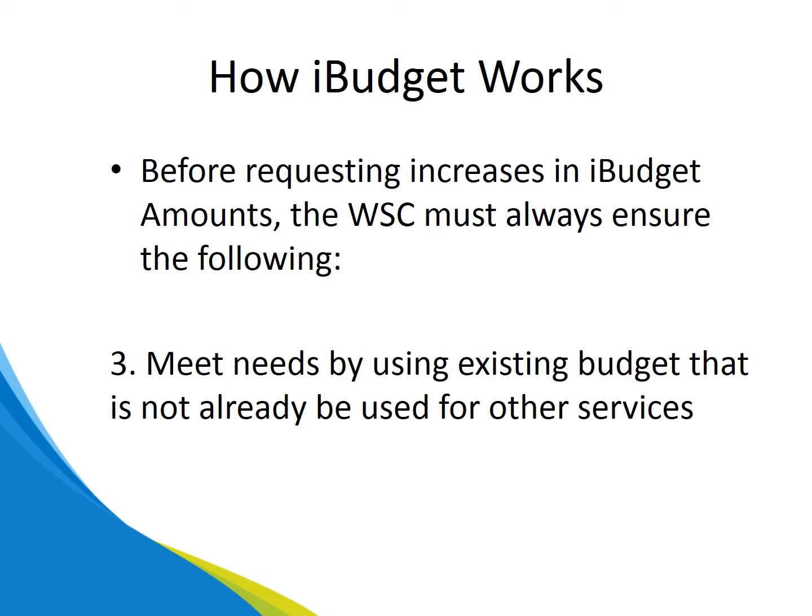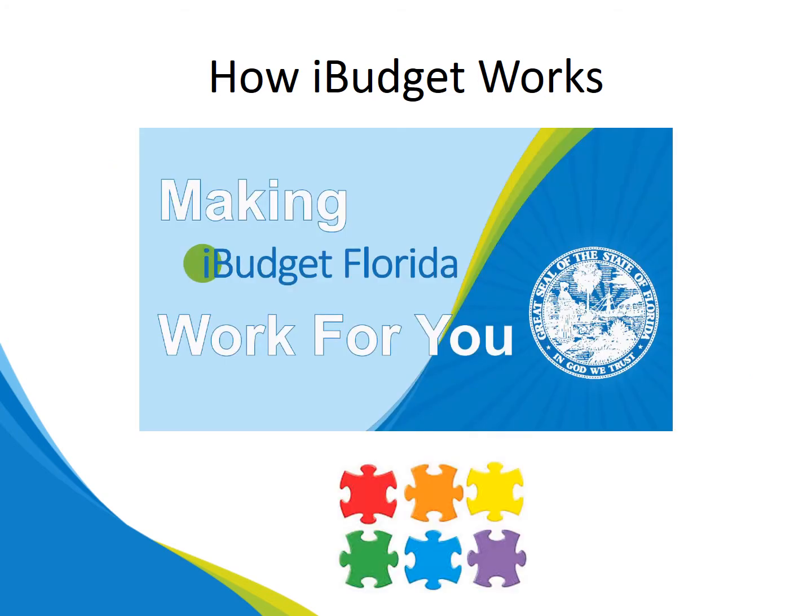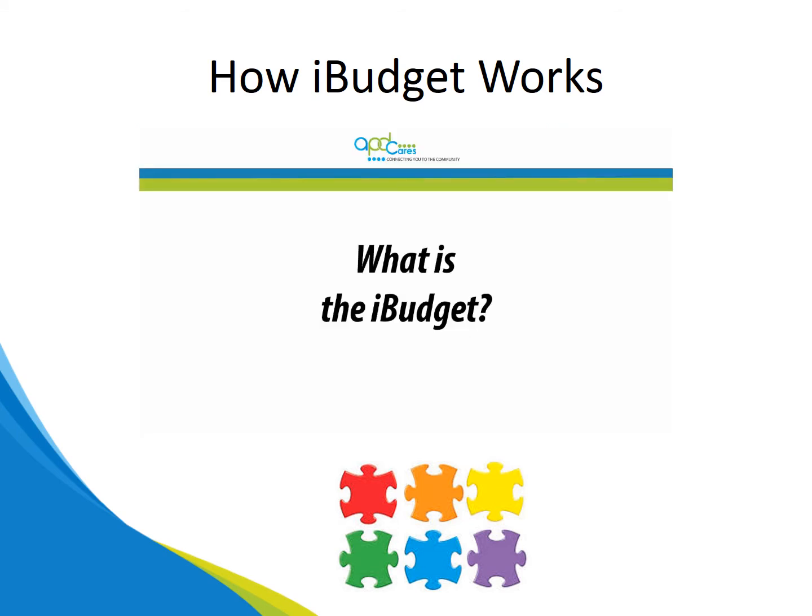Meet needs by using existing budget that is not already being used for other services. Use the iBudget system to see if there are funds that have not been allocated to services. Those must be accessed first. Even if funds are identified to be used for certain services, the WSC should discuss alternate options that will meet the health and safety needs of the consumer. For example, can natural supports provide some supervision on a weekend so that money can be used to cover a dental need? Now, we will introduce Robin Stosky, self-advocate, to discuss iBudget flexibility for a more personal perspective.